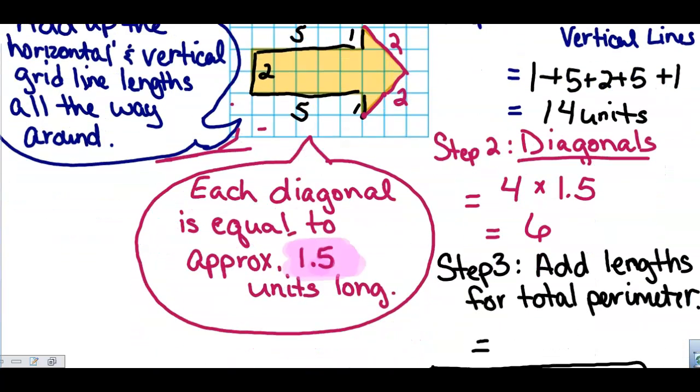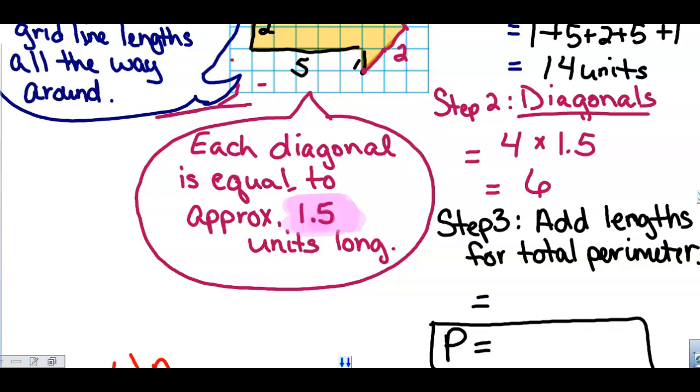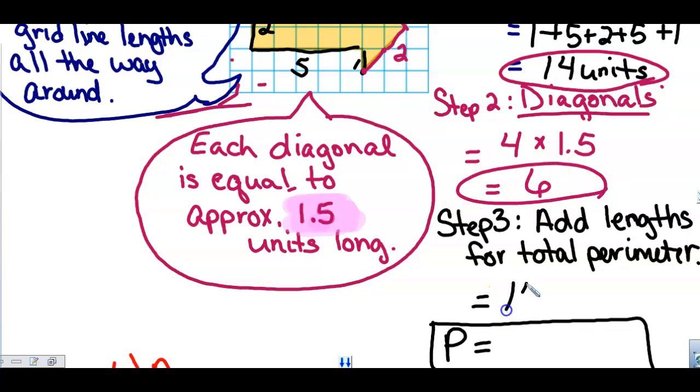All right, so let's take these and add them up. We have 14 and 6, making for a total of 20 units. Again, perimeter is a one-dimensional measurement.